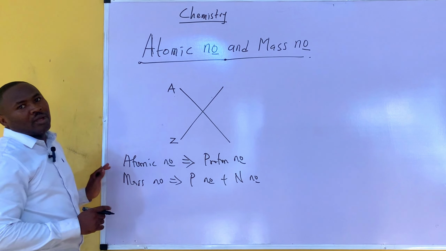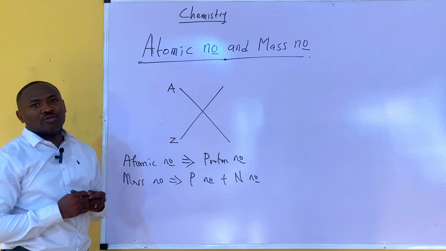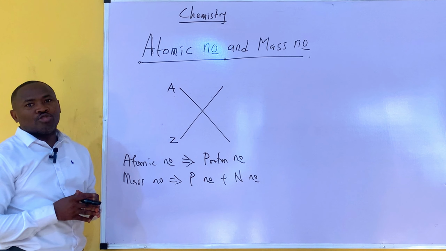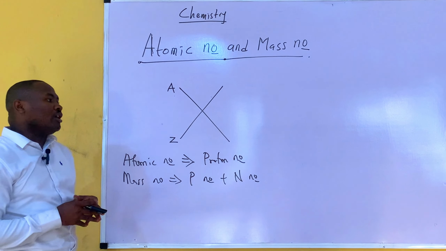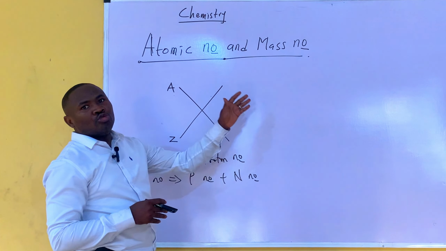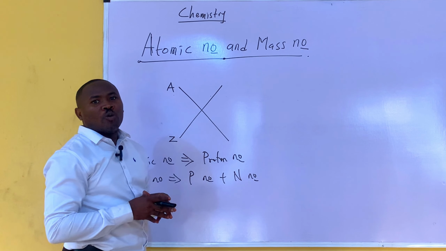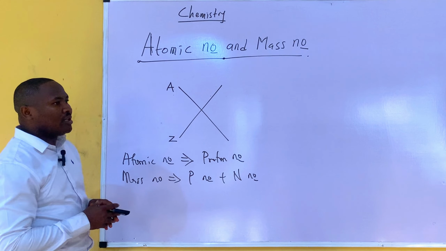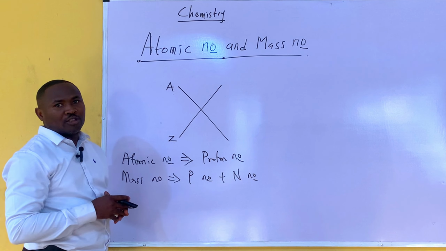Remember, an atom has three fundamental particles, which are proton, neutron, and electron. The proton and the neutron of an atom are found in the nucleus of the atom, while the electron is found in the shell of the atom.